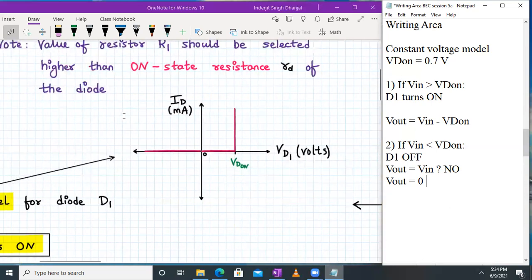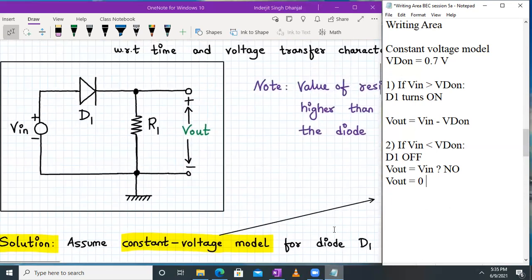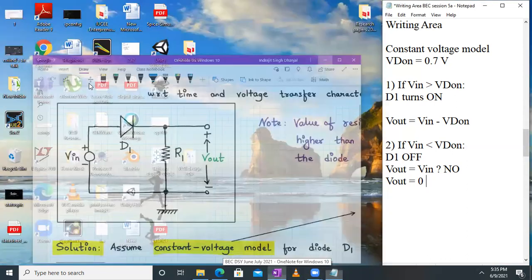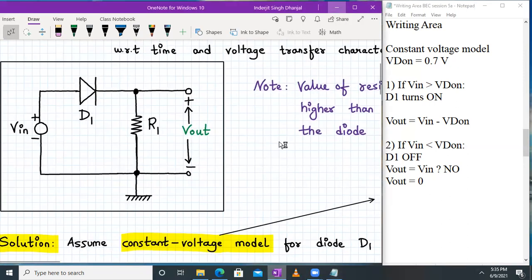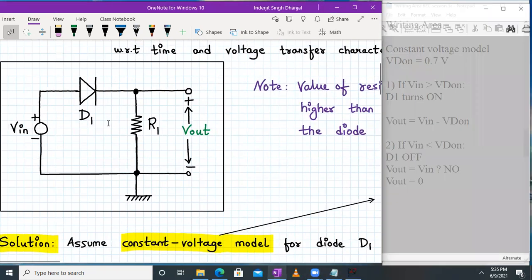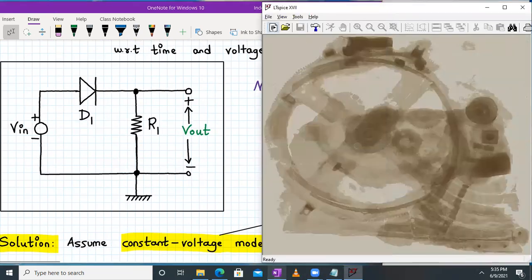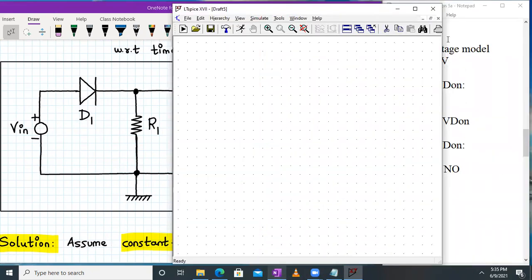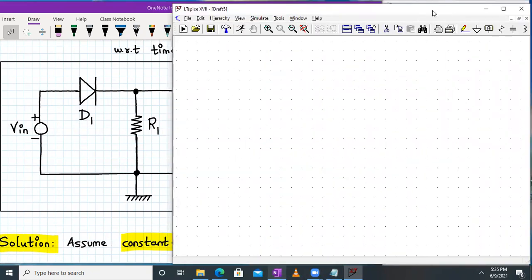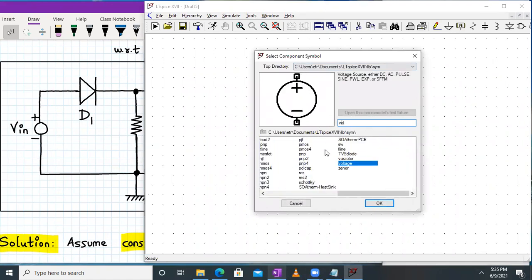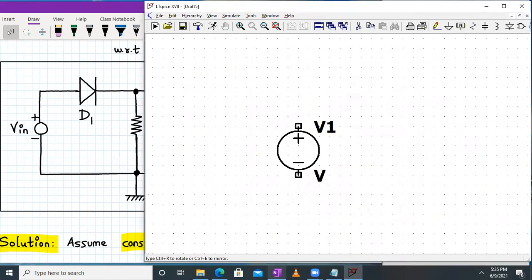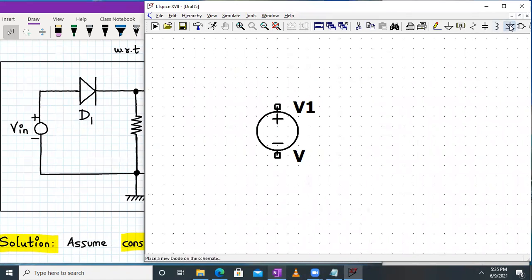Now, let us simulate this in LT-Spice and check the waveforms. So I have to open LT-Spice and draw the schematic in it, and then we will simulate. This is my LT-Spice window. I'll open a new schematic and start drawing the schematic over here. So let me start. First I will take a voltage supply input, then the diode will come next.